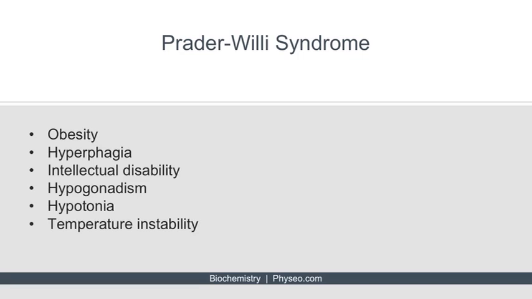The symptoms of Prader-Willi syndrome include obesity, hyperphagia, intellectual disability, hypogonadism, hypotonia, and temperature instability. The two most important of these to remember are probably obesity and hyperphagia.